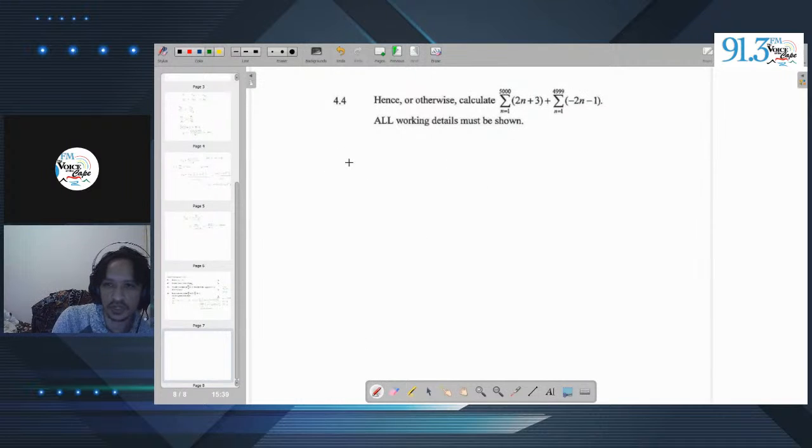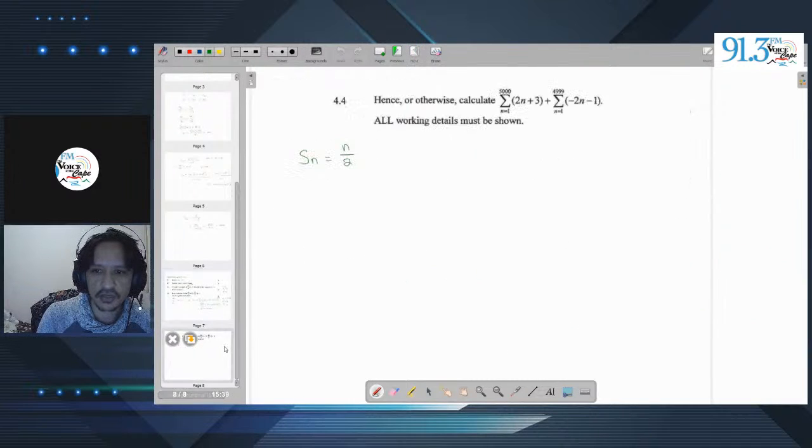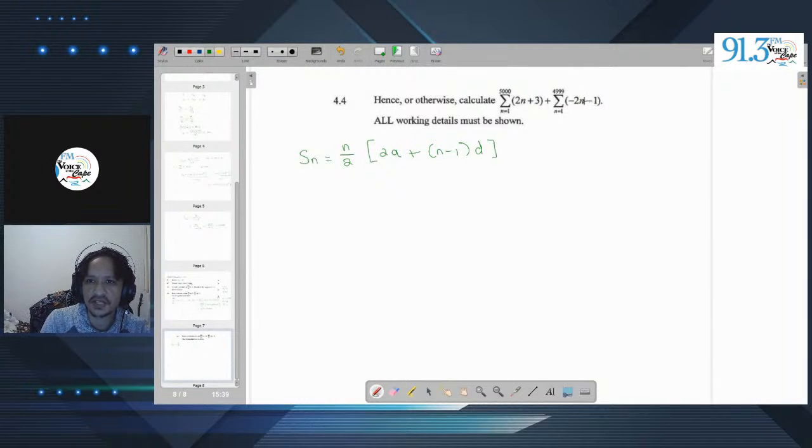Okay, so all we do is the exact same thing. We can say Sn is equal to n over 2, bracket 2a plus n minus 1 d, close the brackets. Okay, so let's find the first term in the sequence. Substitute 1 into here. -2, -1, so we get -3. So our first term is -3.